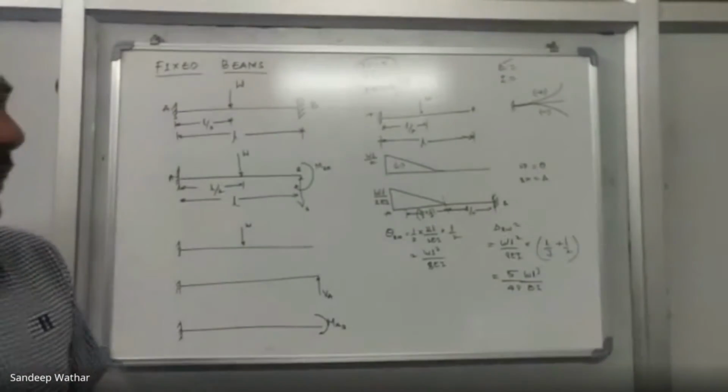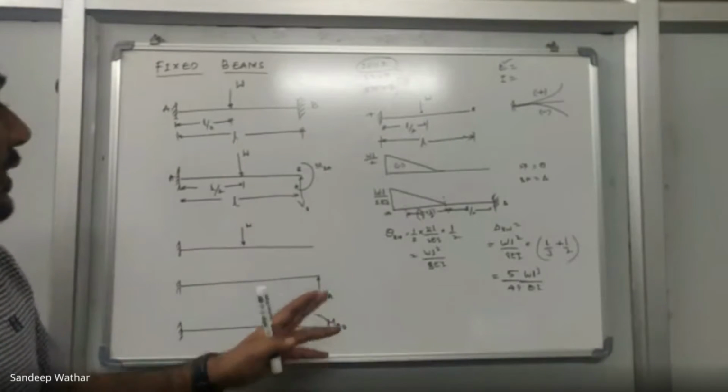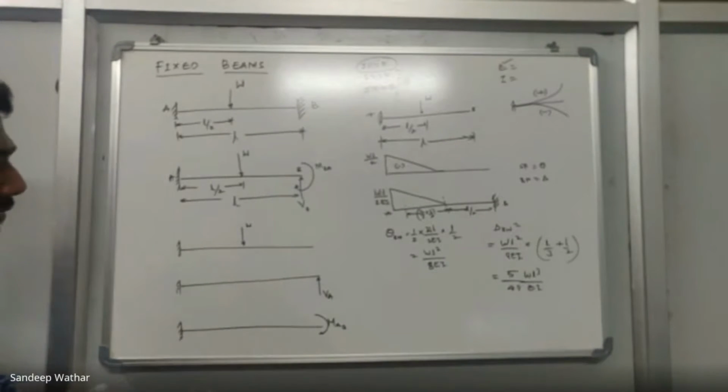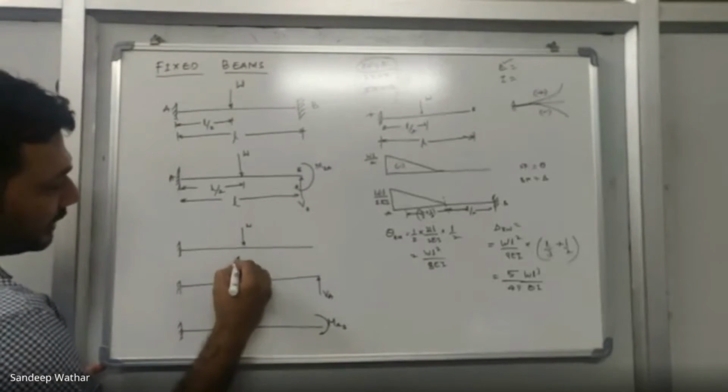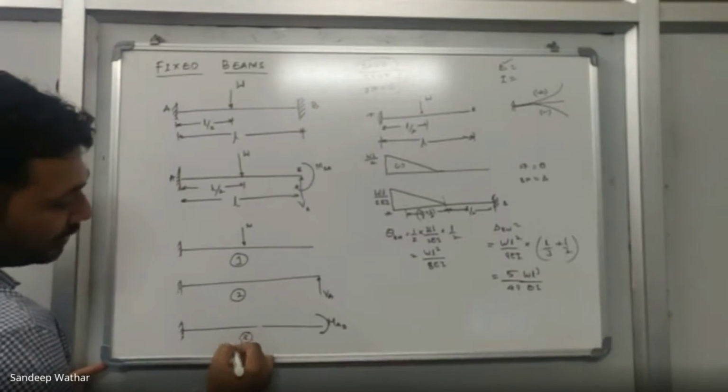I hope this is very much clear. Okay. Now, once you understood, I'll go with the next condition. How many cases were there? This is the first case which we have resolved. I'll go to the next case now. After that, we'll go to the third case.